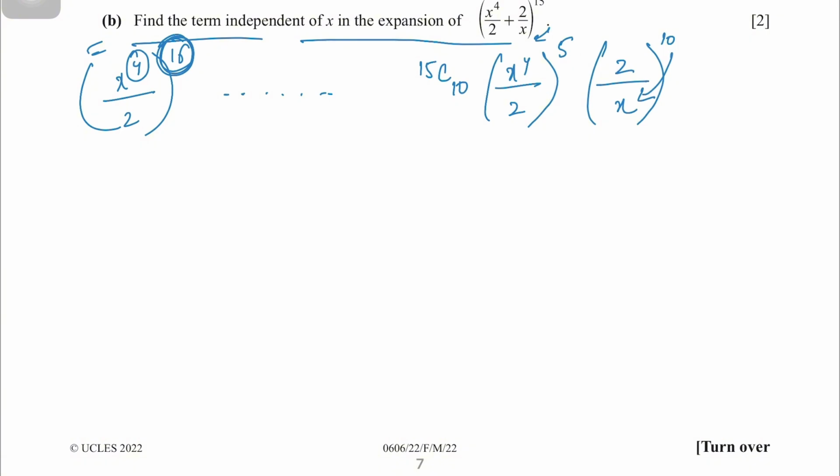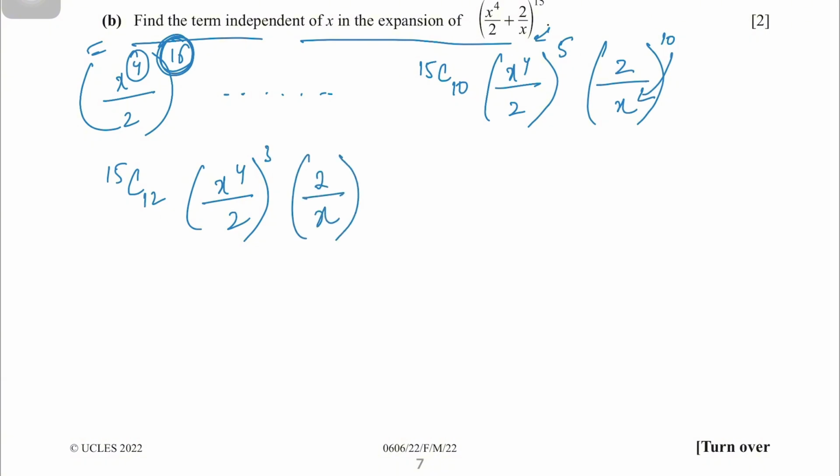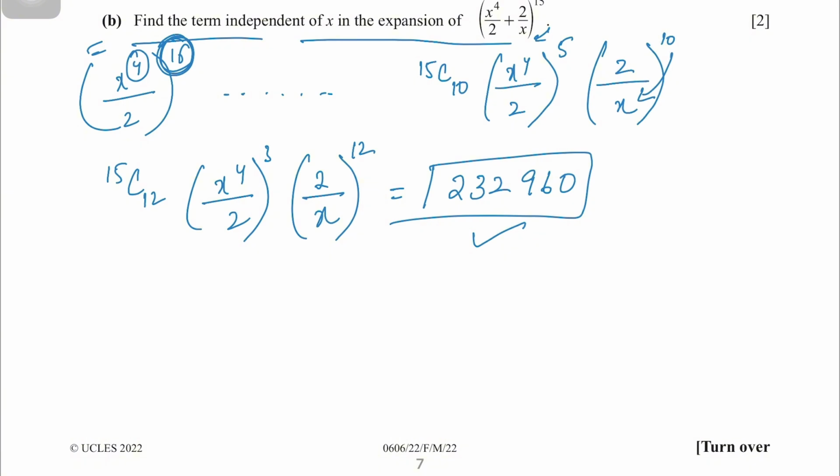Let's move two more. Let's calculate the 12th one. So this would be 15c12, x to the power 4, 2. This power would be 15 minus 12 is 3, and then 2 over x, and this power would be 12. So this would be 12 and this would be 12. We can easily calculate it. 15c12 times 2 cubed, so this would be divided by 8, and then 2 to the power 12. So we get our final answer as 232960. So this is our final answer.